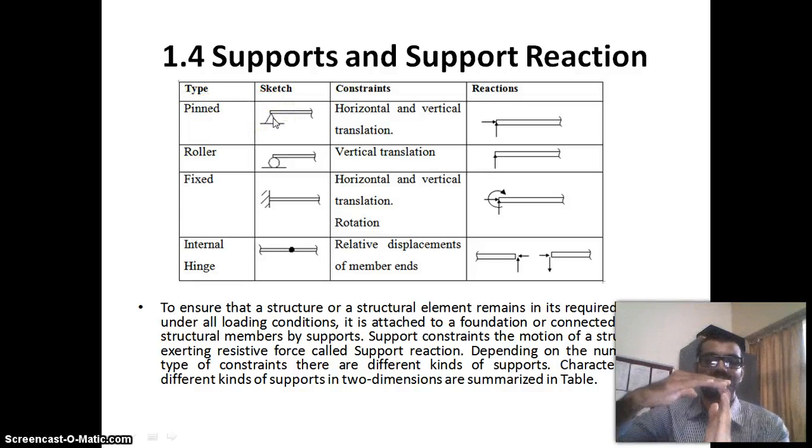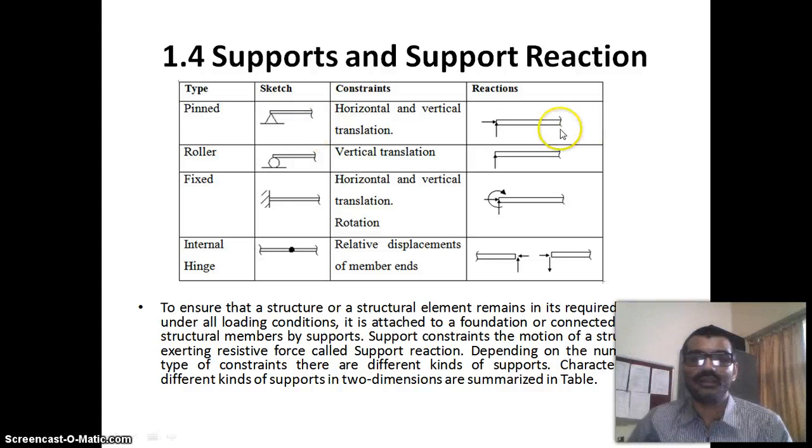If you just rest one body on the pin, then what happens? When we put it like this, the support tries to resist the horizontal force as well as the vertical force. So here it shows that when we have the pin joint, the pin joint is subjected to two types of reaction. One is the horizontal reaction, and another is the vertical reaction.